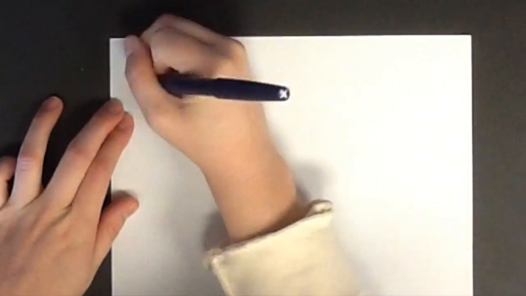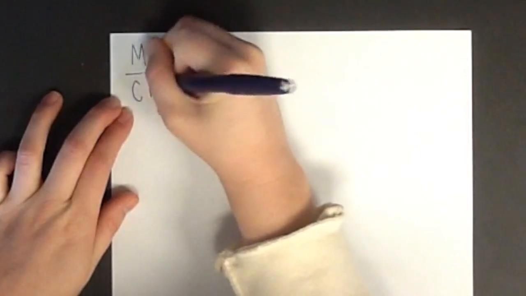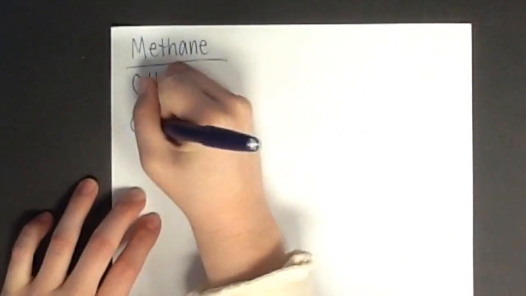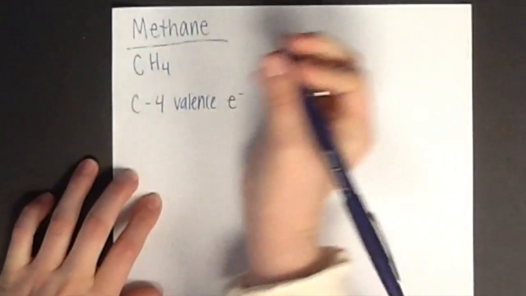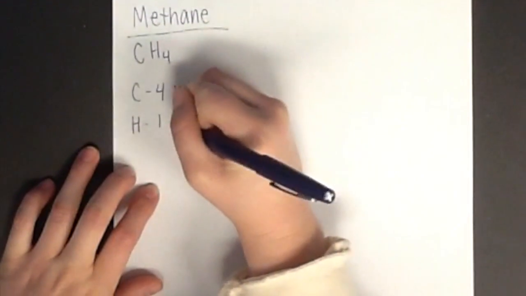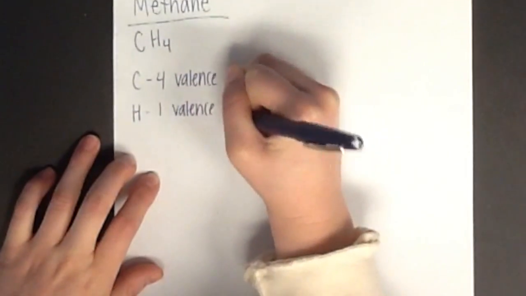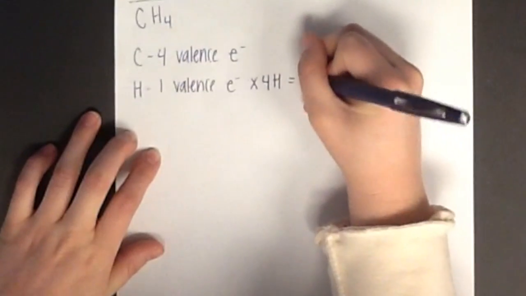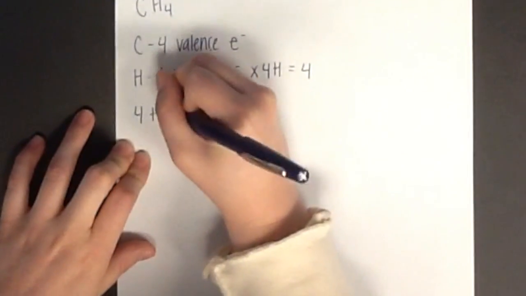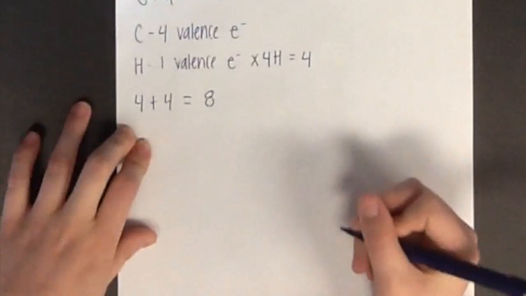The formula for methane is CH4. Looking at your periodic table, you will see that carbon is in the 4th column, which means that it contains 4 valence electrons. Hydrogen only has 1 valence electron, but since there are 4, you have to account for all of them, making the total number of valence electrons for methane to be 8.